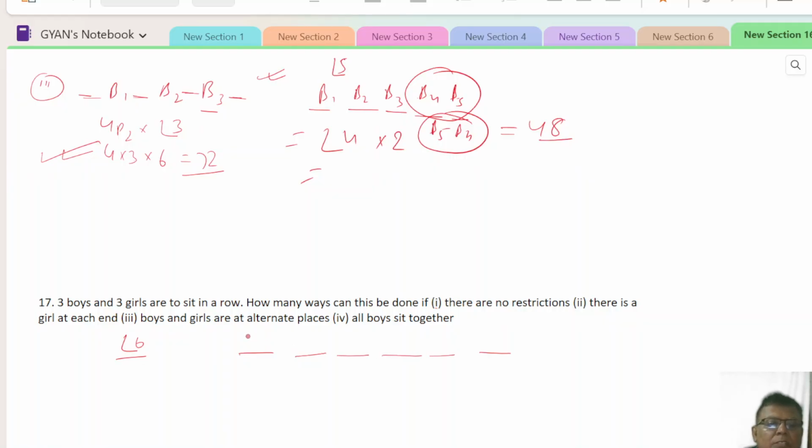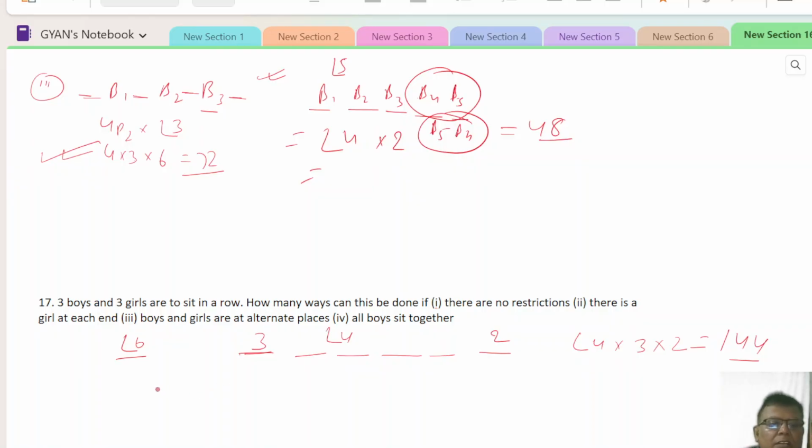So here, in how many ways can you seat a girl? Here three girls, so three ways. Here how many ways? Two ways, and the remaining factorial four ways. So factorial four into three into two. So that is 144. Second, there is a girl at each end.